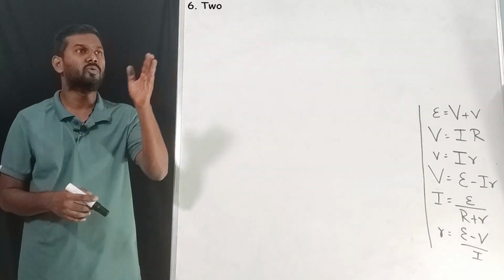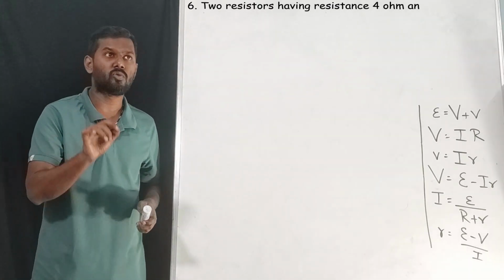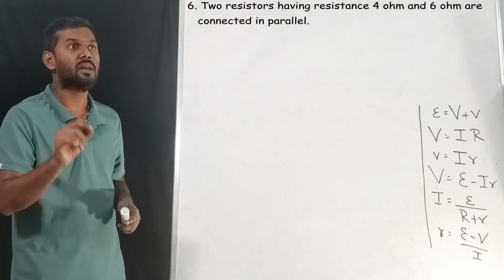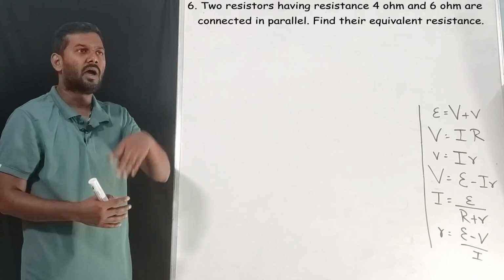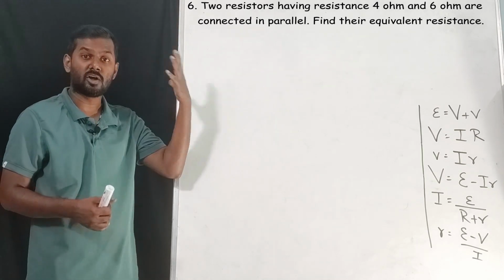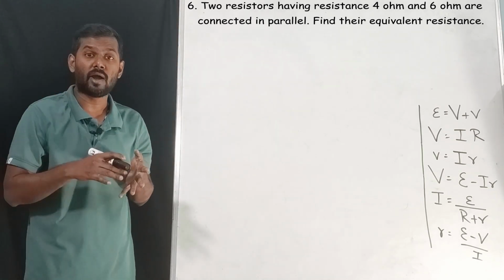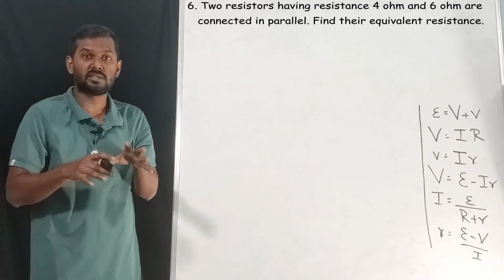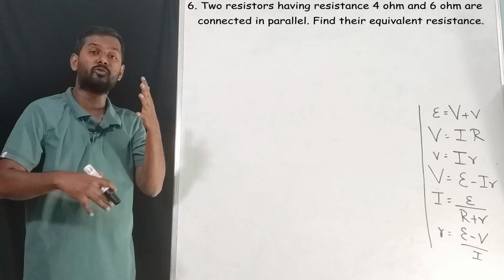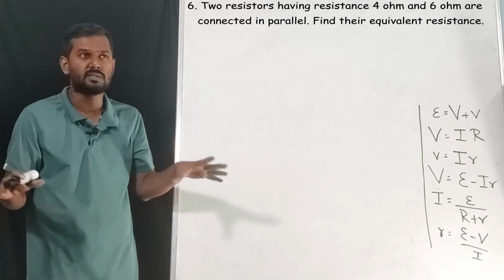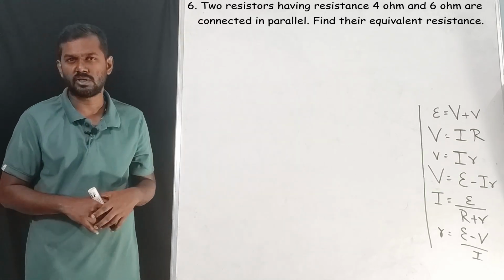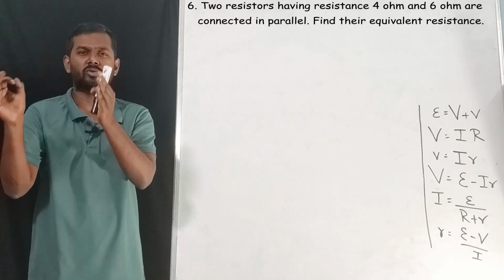Question number 6. Two resistors having resistance 4 ohm and 6 ohm are connected in parallel. Find the equivalent resistance. See, this is the simplest question. Why? Because if you know the concept video, in the concept video I taught you how to find whether the resistances are in series or in parallel, how to find the answer if they are in series, how to find the answer if they are in parallel, all those things. If you know that, then this question is a very simple question for you.